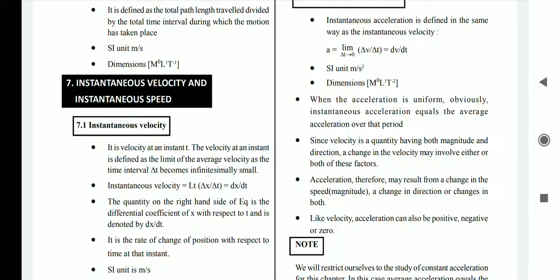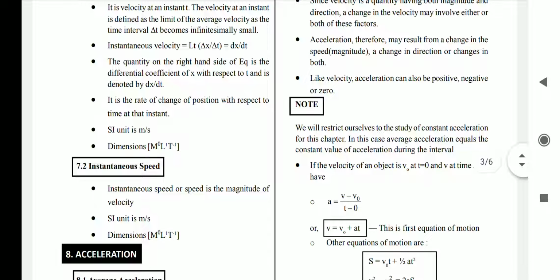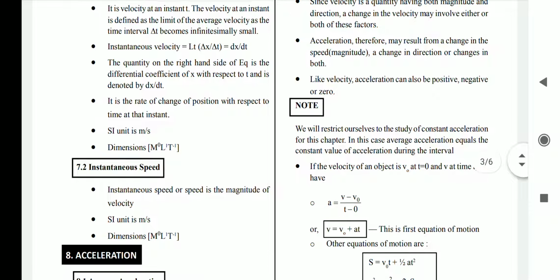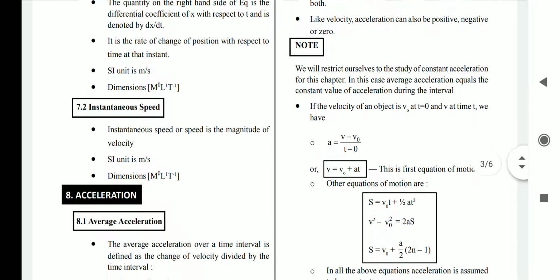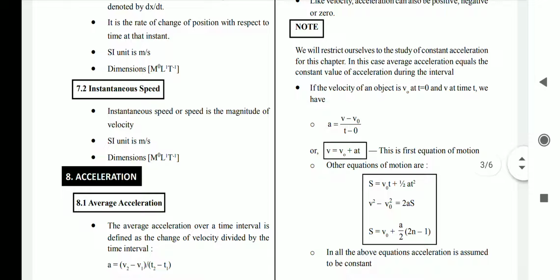The SI unit is again meter per second and the dimensional formula is M^0 L^1 T^-1. Similarly, instantaneous speed is the magnitude of velocity as given in the previous case. The SI unit is meter per second.